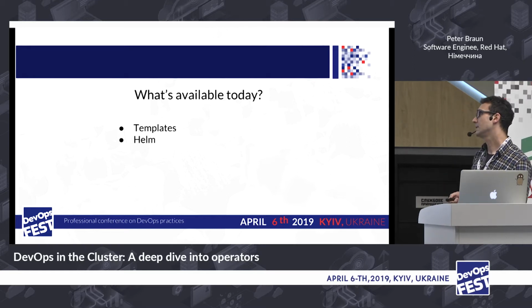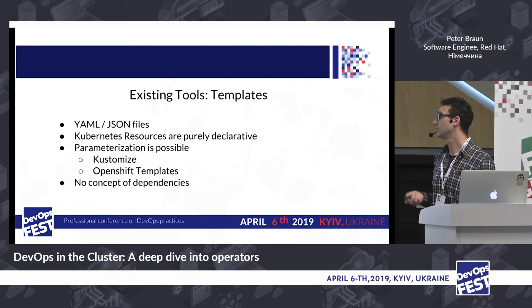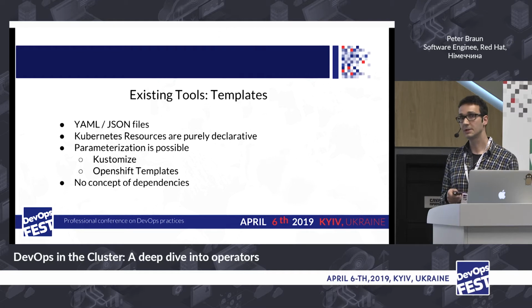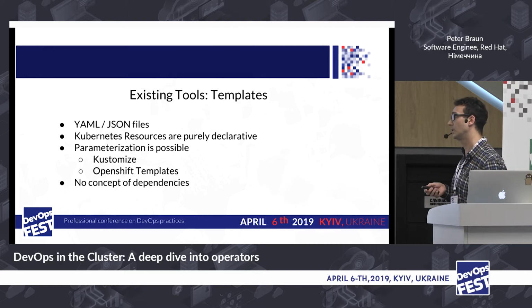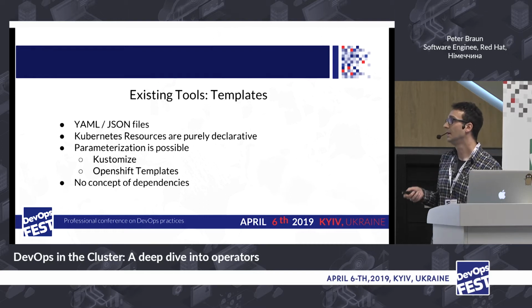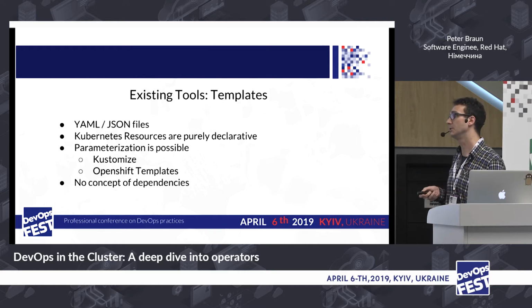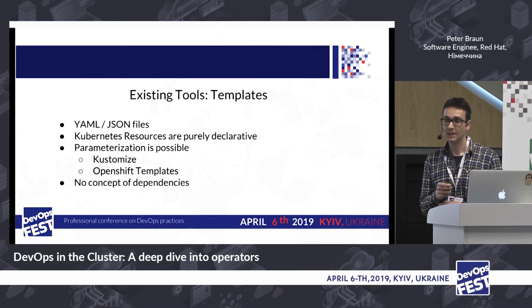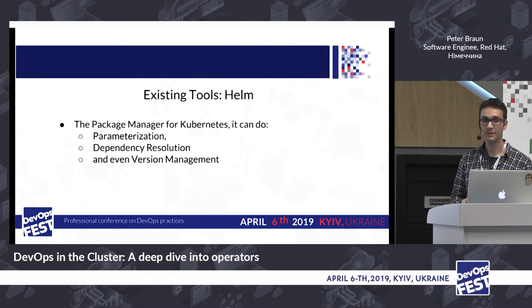So what's available today if I want to start working with Kubernetes applications? Well, there are templates and there's Helm. Templates are just your good old YAML and JSON resource definitions for Kubernetes objects. They are purely declarative, but there is some parameterization possible. For example, there is the Kustomize project, and OpenShift, which is Red Hat's Kubernetes distribution, has a template type built in that lets you do value substitution. One problem is that there is no such thing as dependencies. So you have to make sure that you deploy everything, and probably in the right order as well.